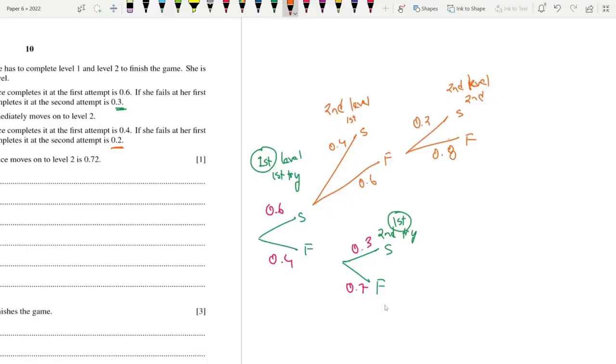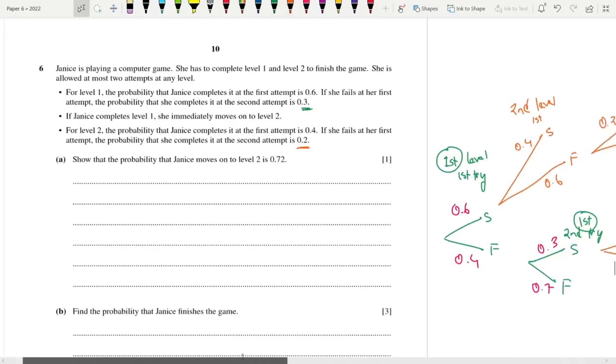Okay. And what if she succeeded on the second try of the first level? She can proceed to the second level. So second level, first try: success is 0.4, failure is 0.6, and if she does fail again, she can try again. This is the second try for the second level, success and failure. This is 0.2 and 0.8. Okay, interesting. So this is it.